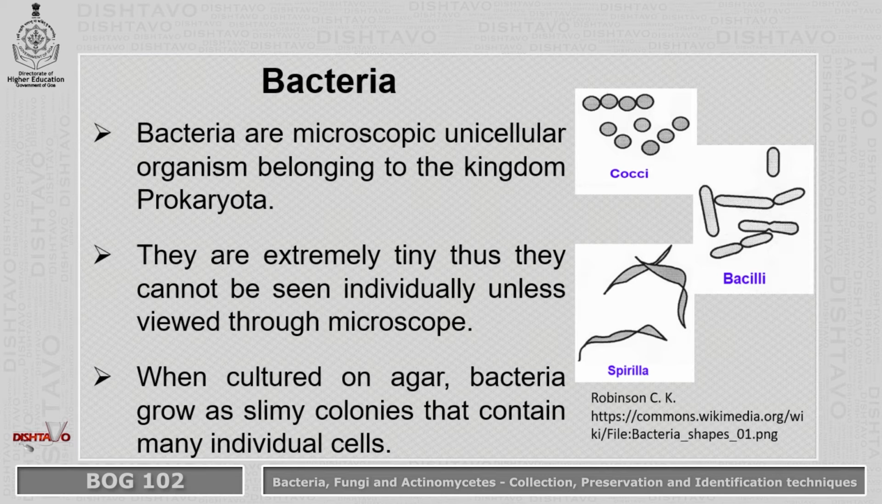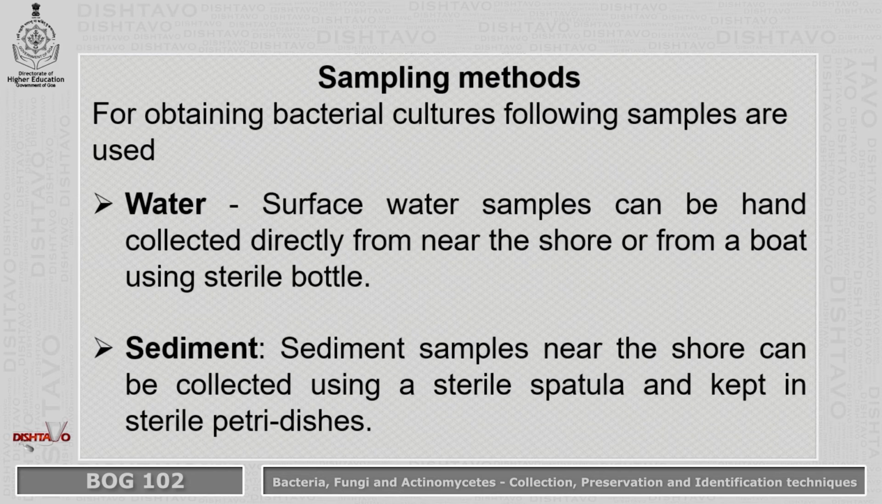First, bacteria. Bacteria are, as you all know, microscopic unicellular prokaryotic organisms. They are extremely tiny, and when cultured on agar, bacteria grow as a slimy colony that contains many individuals. There are three main forms of bacteria: cocci, bacilli, and spirilla.